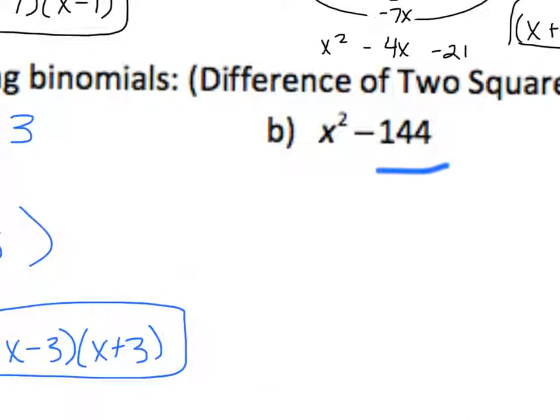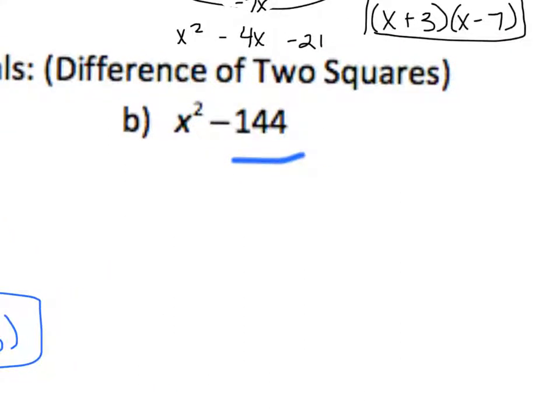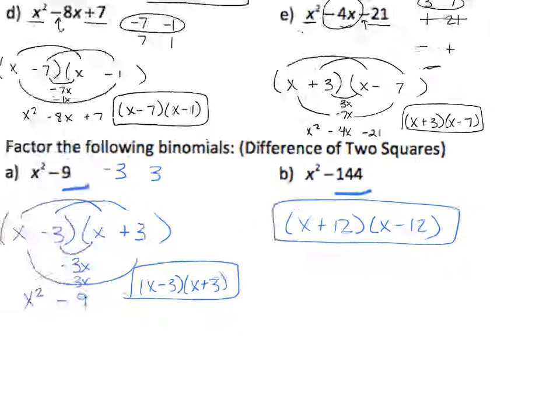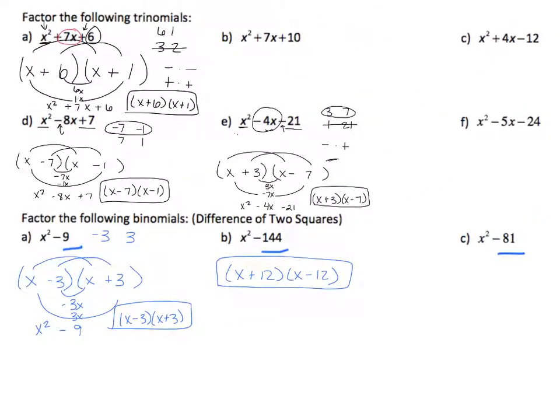Okay, we'll do one more together. x squared minus 144. Like I said, it was 12 and 12, so it'll follow the pattern: x plus 12, x minus 12, and you're done. So I'm going to ask you to pause the video and try the remaining problems on your own, and then play the video when you're ready for the answers.